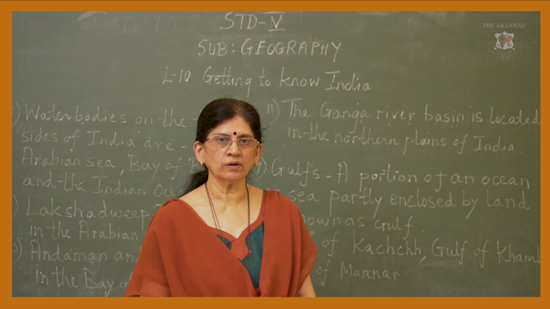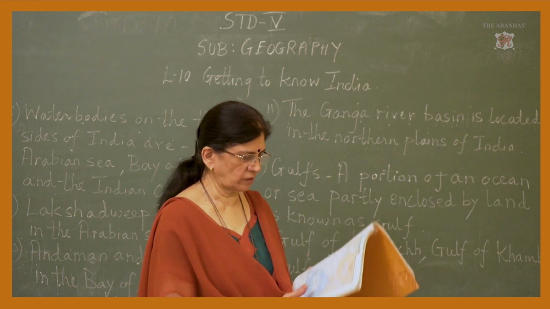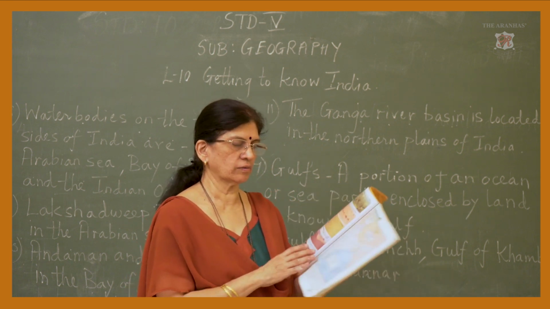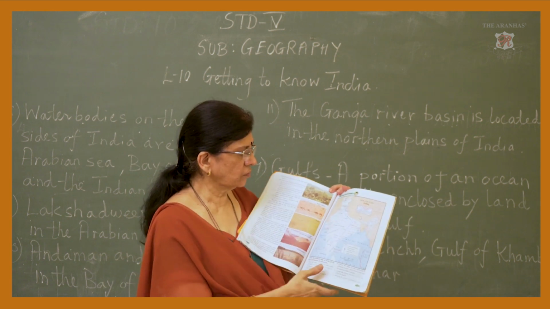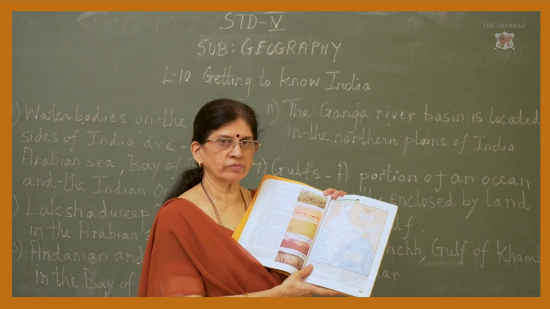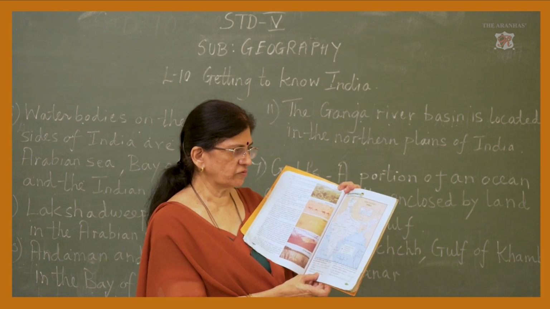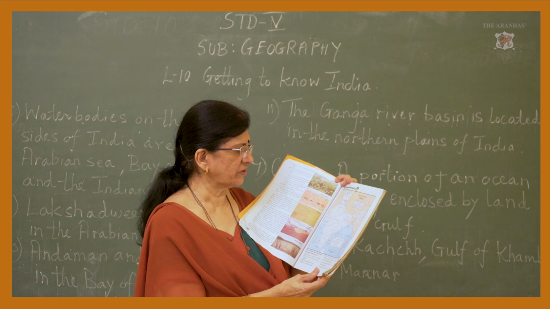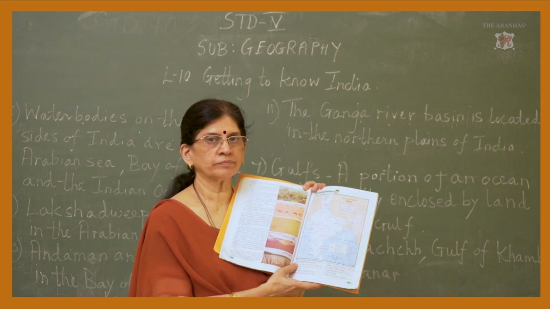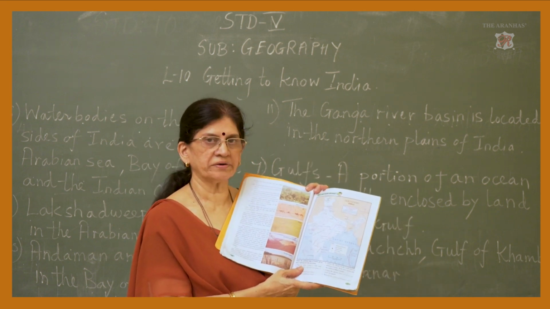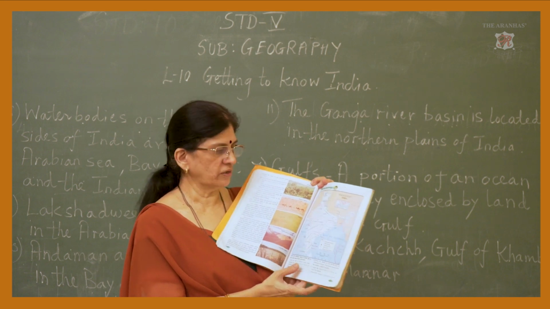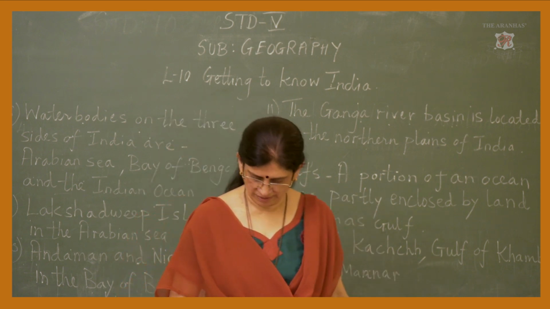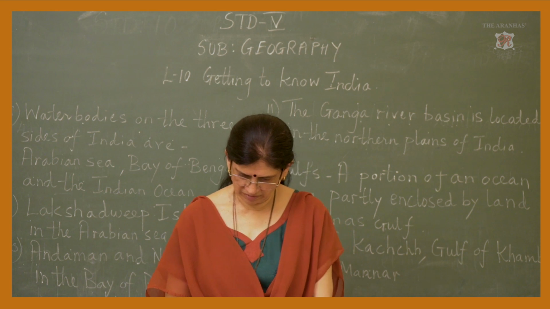Now we'll move on to the states. See the political map of India. Here, this is the political map of India. Can you see the different states of India? The ones marked with red are the union territories. Now, what is the difference between the states and the union territories? I will be explaining that.